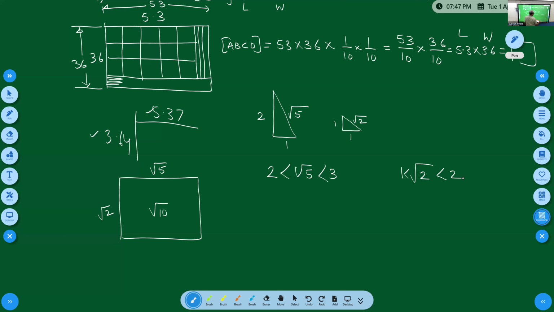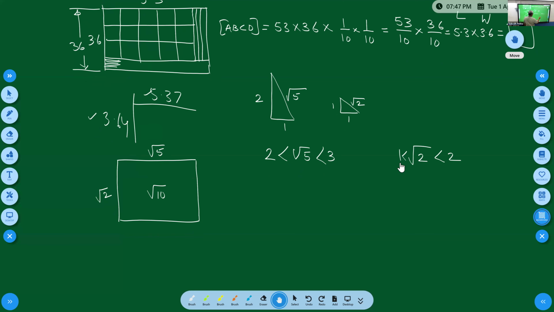Now, suppose we are not happy with this. What do I mean by this? I mean, if you draw 2 and 3, the length is greater than 2 squares, but it is less than 3 squares. Do you understand this? This is 1, 1, and this total is 1.